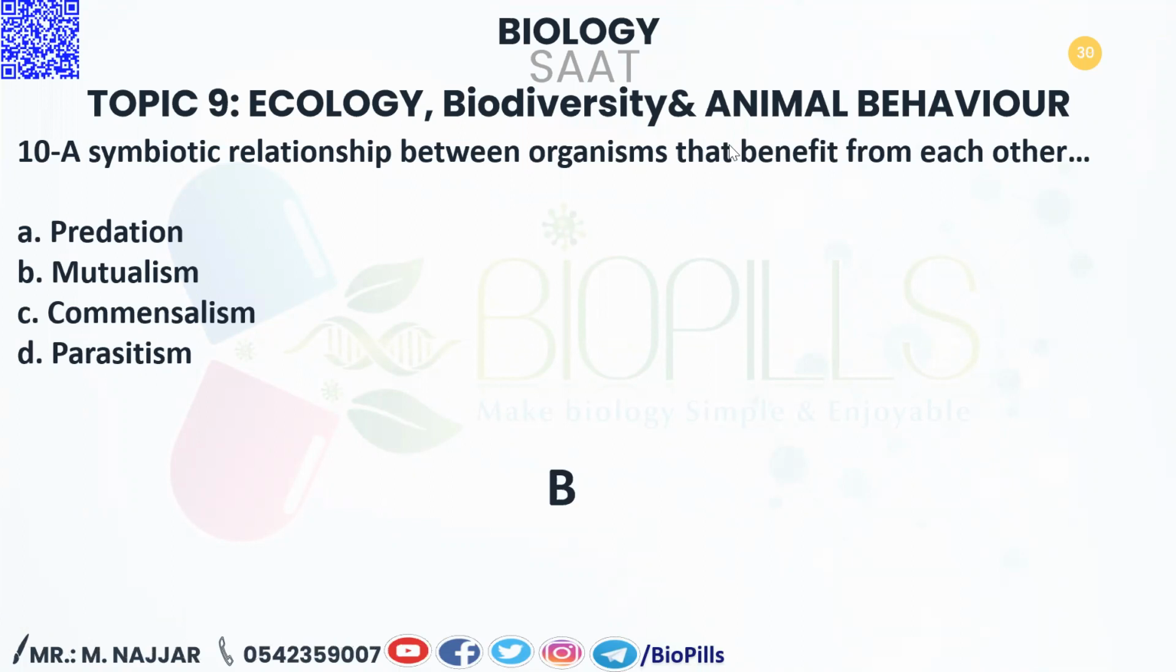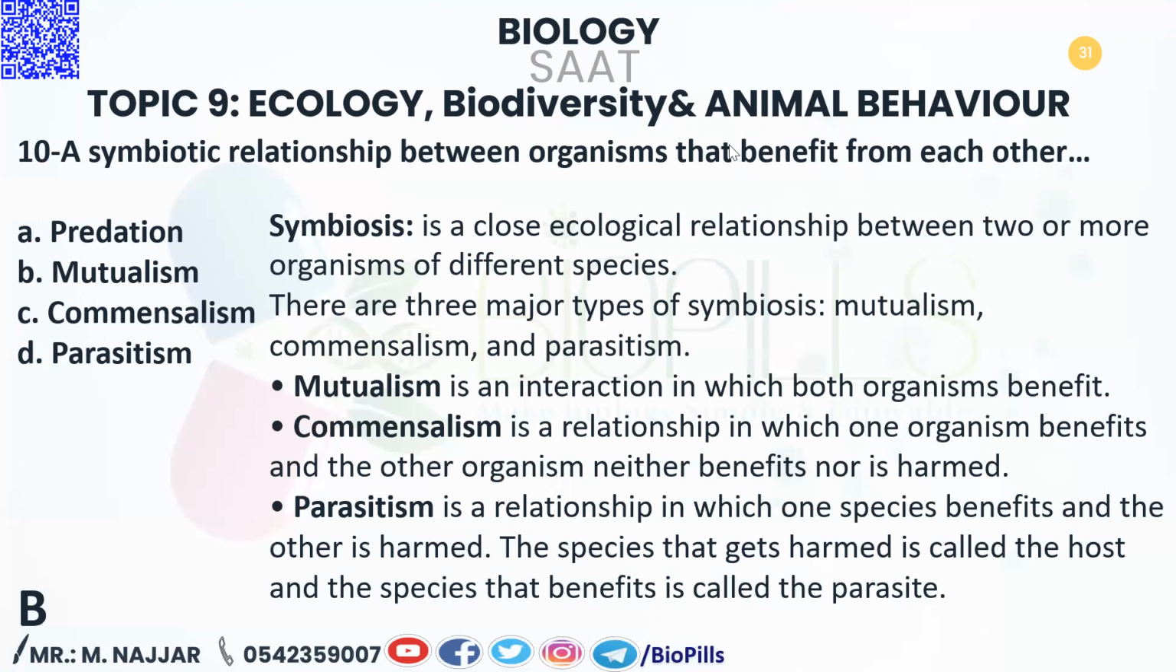Okay, if we extend the explanation in order to let you be aware of all the different parts or examples of symbiosis, I'm going to start even from symbiosis. Symbiosis is a close ecological relationship between two or more organisms of different species. There are three major types of symbiosis: mutualism or win-win relationship, commensalism, win nothing, okay, and parasitism, win-lose relationship.